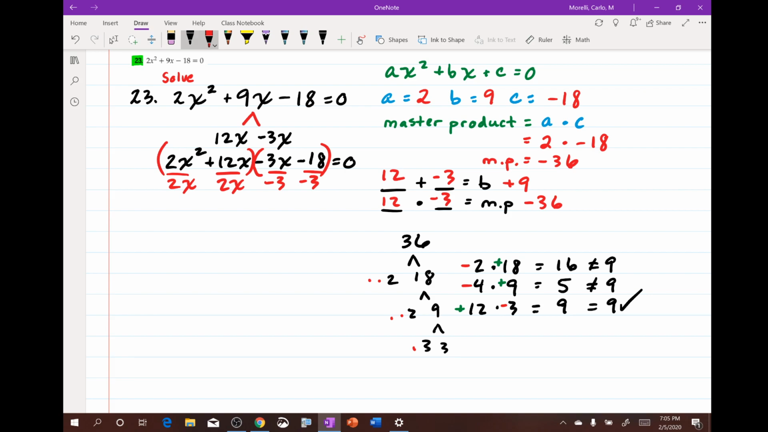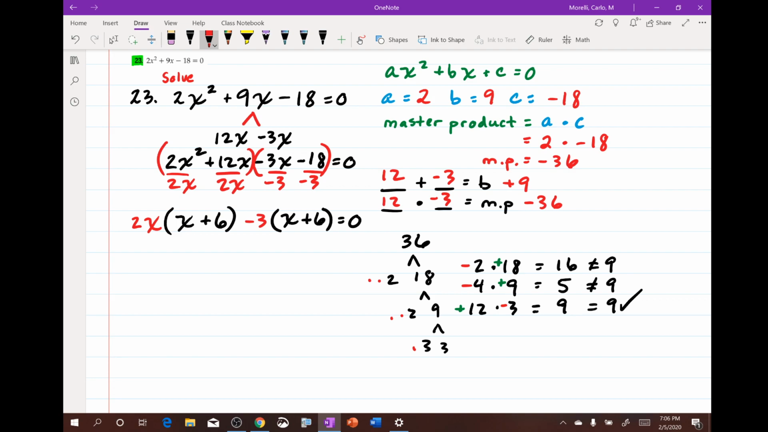So when you do that, we're going to rewrite this now, and we're going to have 2x, open parentheses, and now we're actually going to perform this. 2x squared divided by 2x is x, plus 12 divided by 2 is 6, and x divided by x is 1, so it's just x plus 6. And now I will write minus 3, because that was my greatest common factor for that binomial. Open parentheses. Now, negative 3x divided by negative 3 is just x. And negative 18 divided by negative 3 is positive 6. Set that equal to 0.